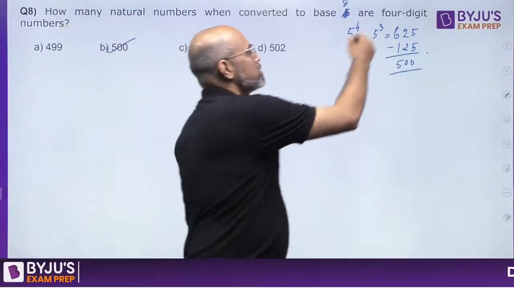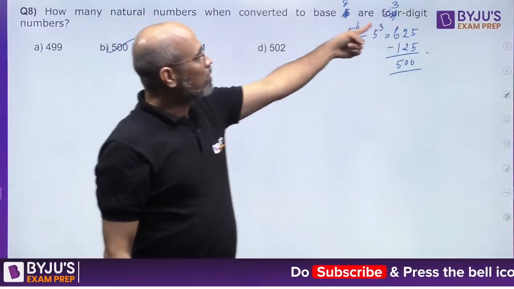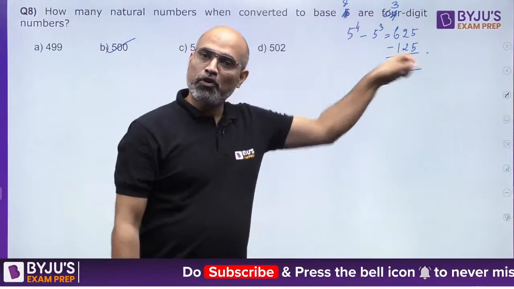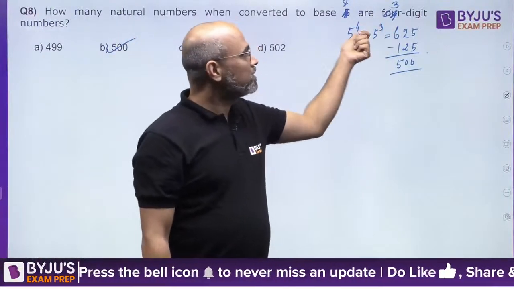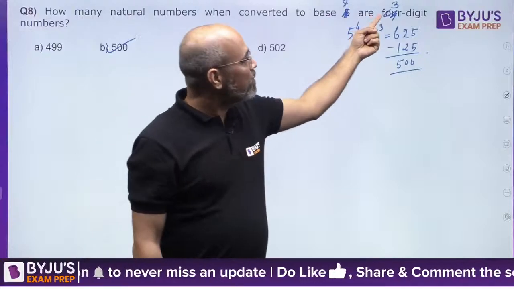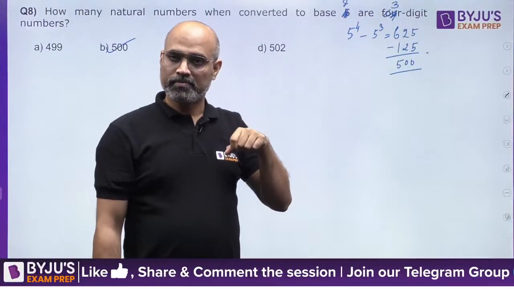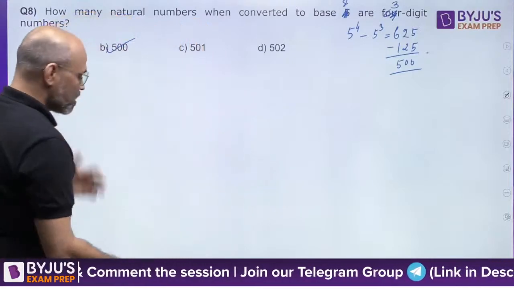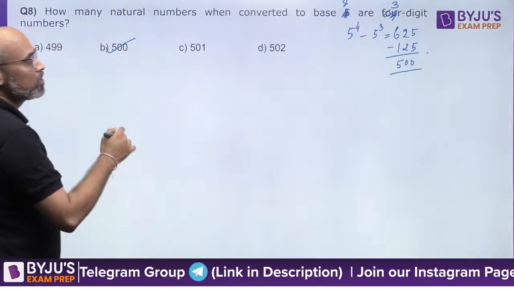What if I make this 3-digit instead of 4-digit? If it was 4-digit, then the powers were 4 and 3. Look at the pattern. If it was 4-digit, then the powers were 4 and 3. If I make it 3-digit, the powers will become 3 and 2. Okay? Now, how do we get this answer? What is happening?